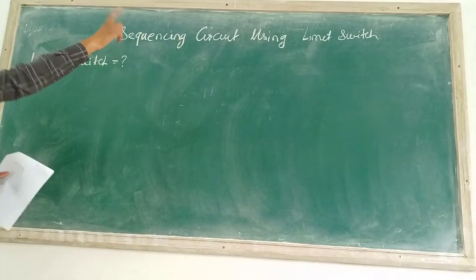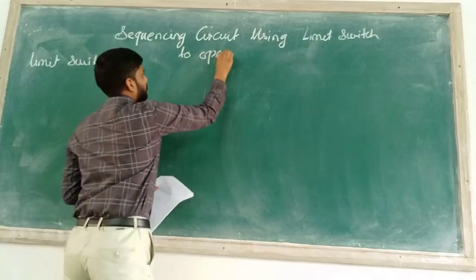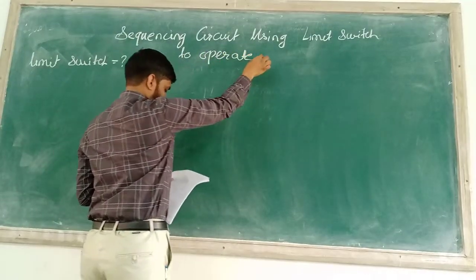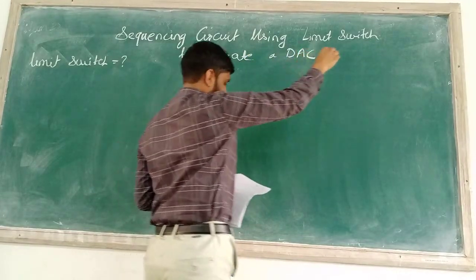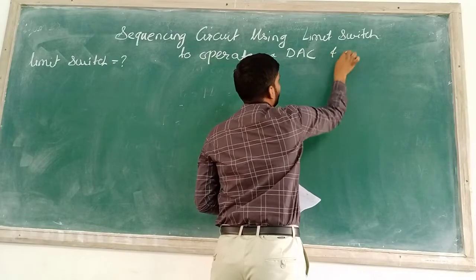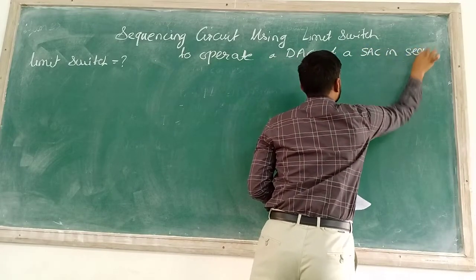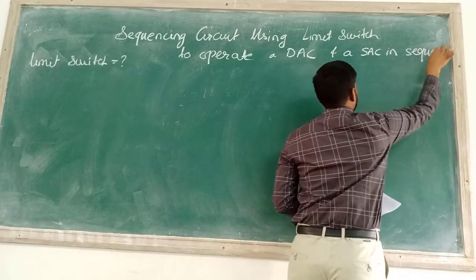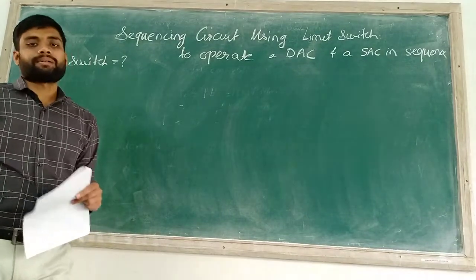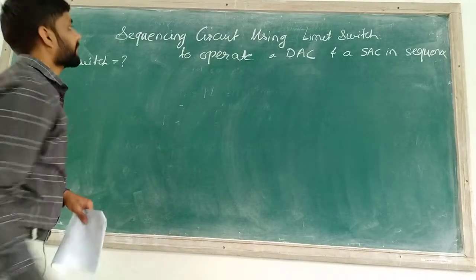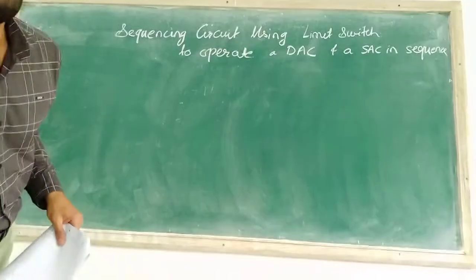Okay. Sequencing circuit using limit switch to operate a double acting cylinder and a single acting cylinder in sequence. Here in a sequential manner we are going to operate a double acting cylinder and a single acting cylinder. How are we going to achieve this? You can get this concept after drawing the circuit here. So here I am going to draw this circuit.